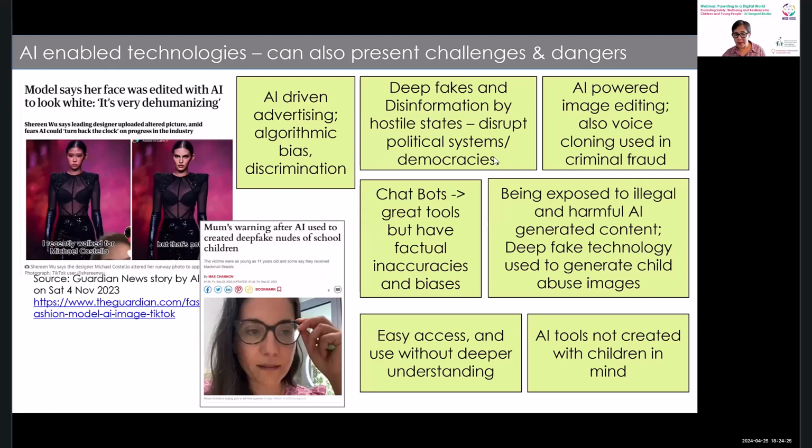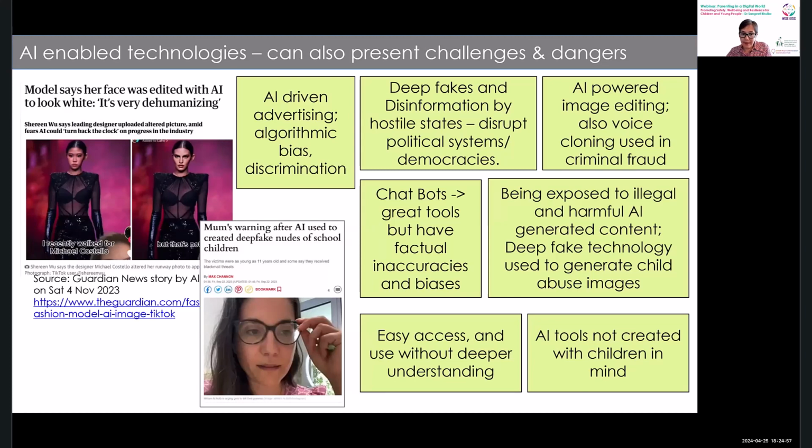This year, we have elections in the UK and the US, and we are already seeing lots of videos being created that are fake videos. This is another example here, a model who said her whole appearance was edited with AI to look totally unlike herself. And all these tools are not designed with children in mind. And I think that's a huge challenge. In fact, a lot of the internet is not designed with children in mind. And that's one of our biggest challenges.